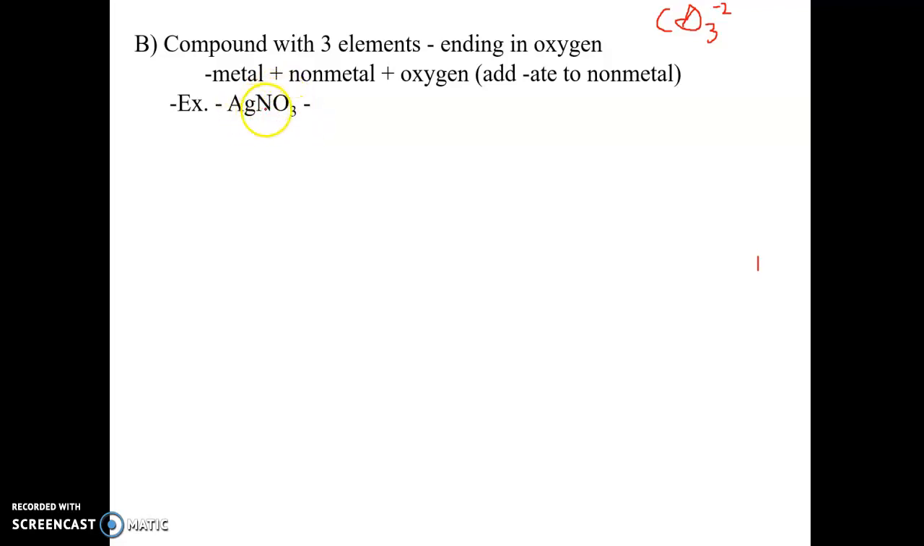We could call it silver nitrogen oxide. But to make it a little bit shorter and less of a mouthful, instead of having three parts to it, to show that there's an oxygen attached to it, we just put -ate on the nitrogen. So instead of typing that all out and having three names, we're going to say this is silver, and I'm not going to write that whole thing out because you know how that is. And we're going to call it nitrate.